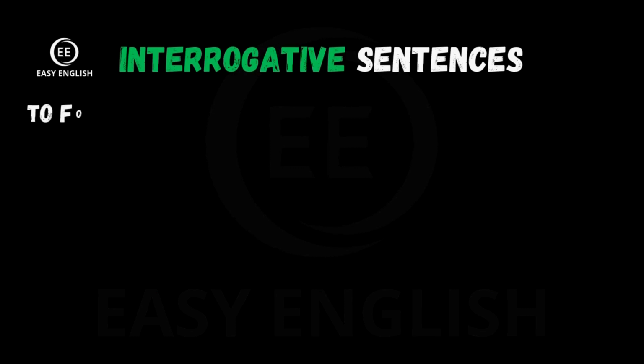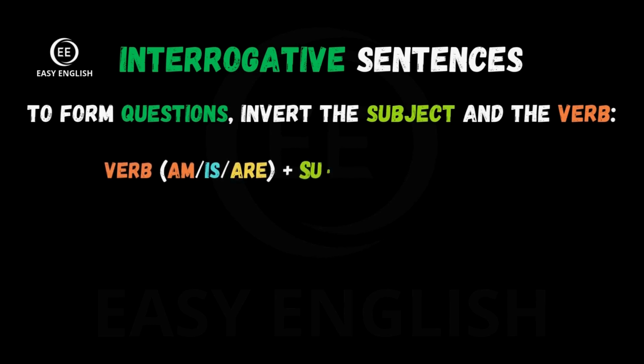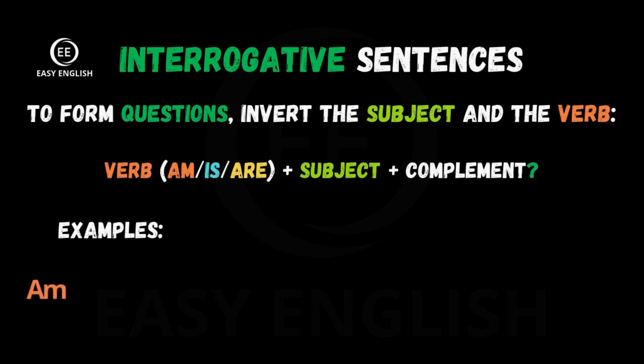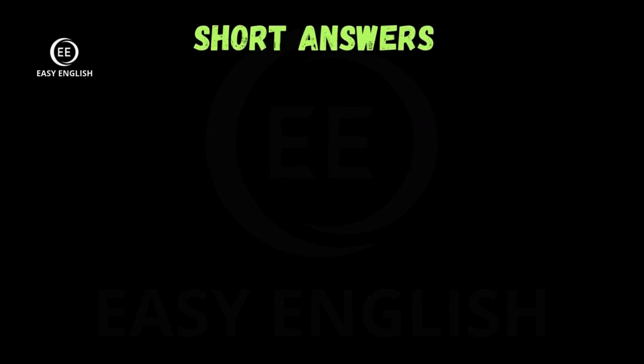Interrogative sentences. To form questions, invert the subject and the verb. Verb, am, is, are, plus subject plus complement. Examples. Am I late? Is she your friend? Are they coming?